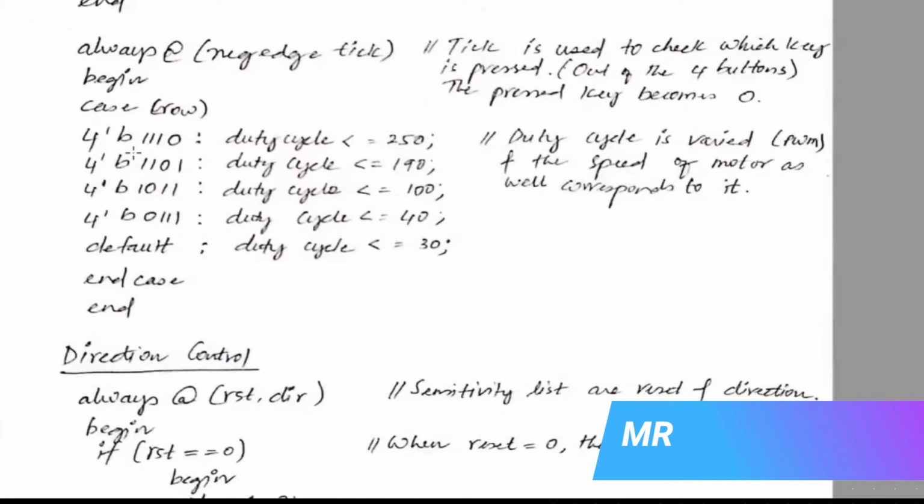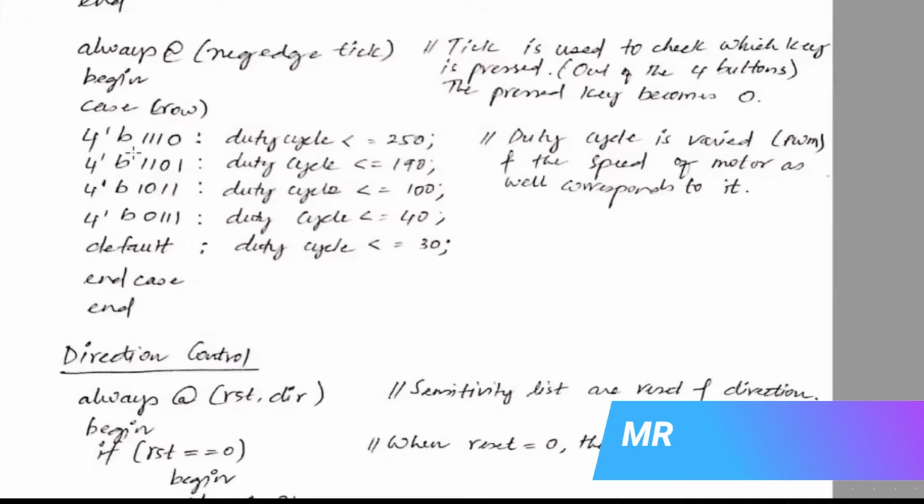Now the duty cycle is given as 250. As I told you previously, this is an integer which ranges from 0 to 255. The duty cycle range is from 0 to 255. So I am going to assign particular values as follows. I will give 250, 190, 100, 40. So based on the keys pressed, the integer value is assigned to duty cycle. So why am I doing this? So that I can actually vary my pulse width. That's my motive. And we need to always take a default case.